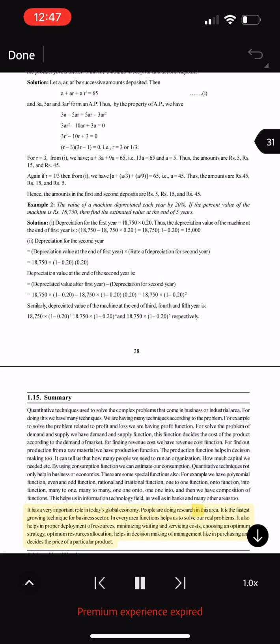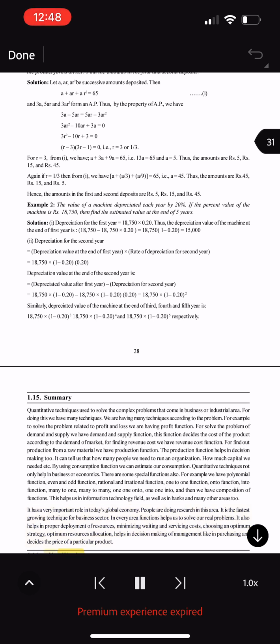People are doing research in this area. It is the fastest growing technique for the business sector. In every area functions help us to solve our real problems. It also helps in proper deployment of resources, minimizing waiting and servicing costs, choosing an optimum strategy, optimum resource allocation, and helps in decision making of management, like in purchasing and deciding the price of a particular product.